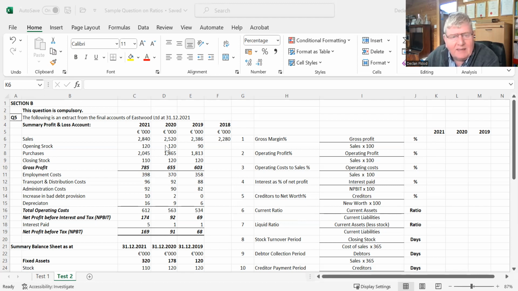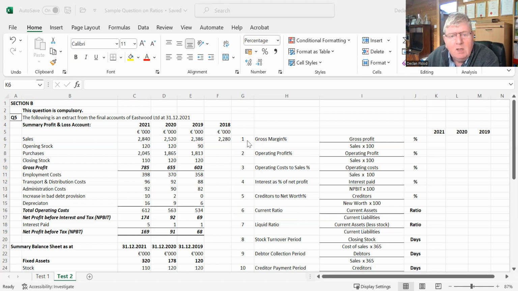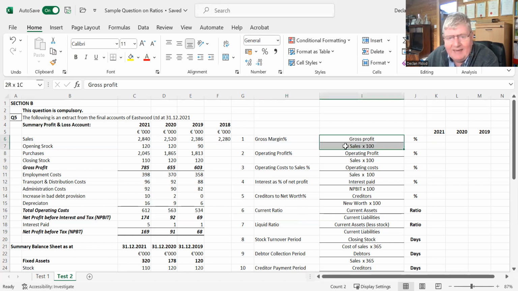So in the assignment, you're given data. Now, this isn't the assignment data. This is different data. The question is the same, though, in terms of working out your 12 ratios. And you're given the ratios, and you're given what the ratio is. So that's what it's all about.